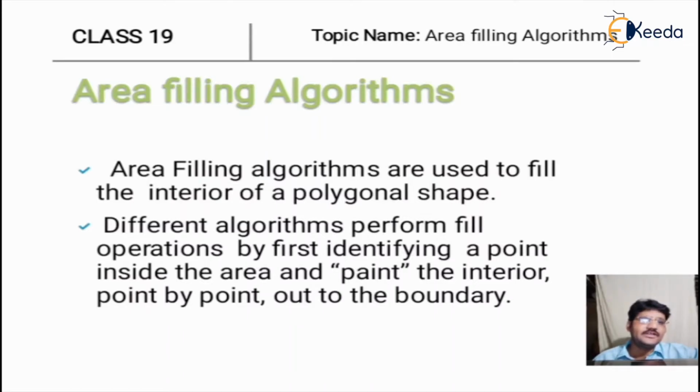To fill the interior of a polygonal shape, we use an area filling algorithm. There are different algorithms to perform fill operations by first identifying a point interior to the area, which is called the seed point, and painting that point. After that, paint nearby points, point by point, out to the boundary.